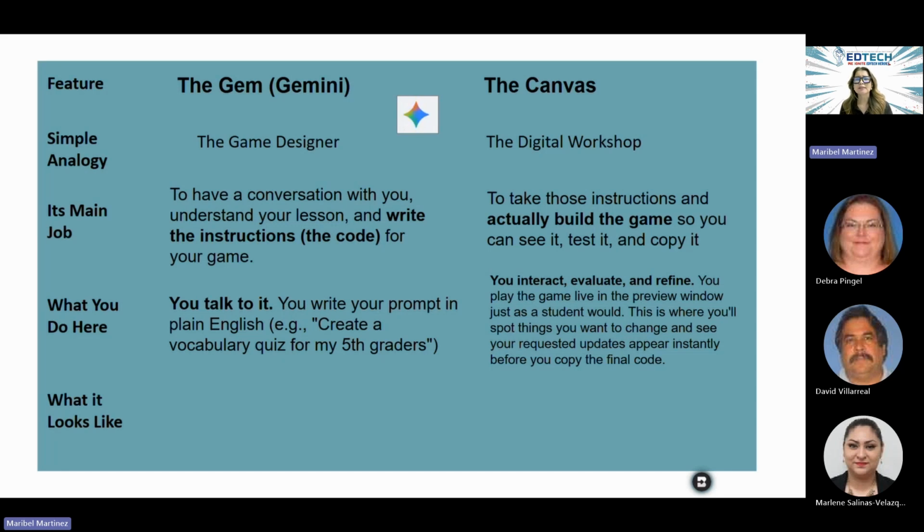This is where you'll spot things you want to change and see your requested updates appear instantly before you copy the final code. I am going to go through that with you, and you'll probably see my productive struggle, because sometimes when we create a game, it's not always the right outcome. You might want to go and refine it. Maybe a button doesn't work. So I'll show you how those things work in order to go and perfect those games.